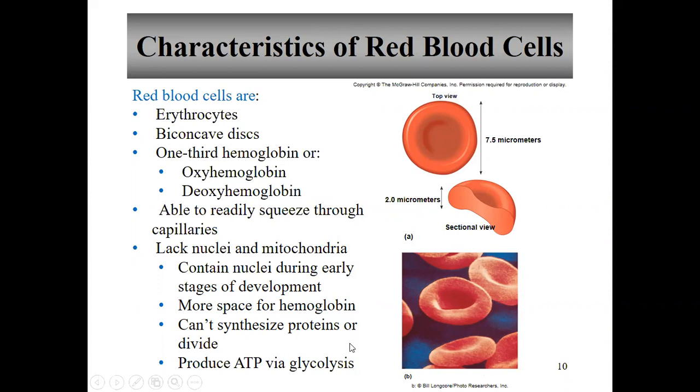Mature red blood cells cannot synthesize proteins, and they cannot divide because they don't have DNA. DNA's job is to help the cell divide and to synthesize certain proteins, and the proteins will depend on the function of that cell. But these mature cells can't do either one of those things because they don't have a nucleus.